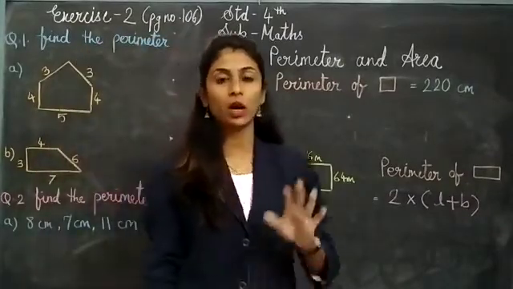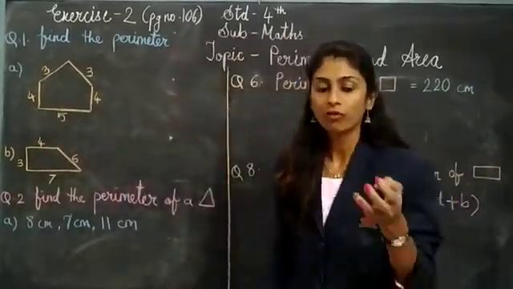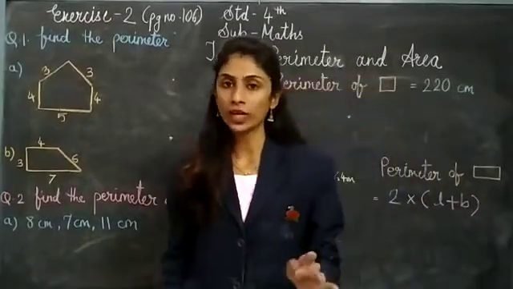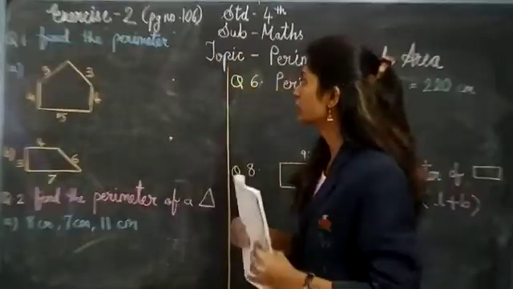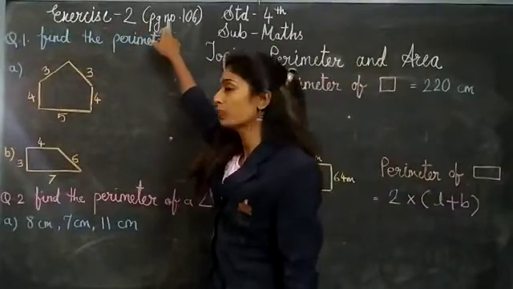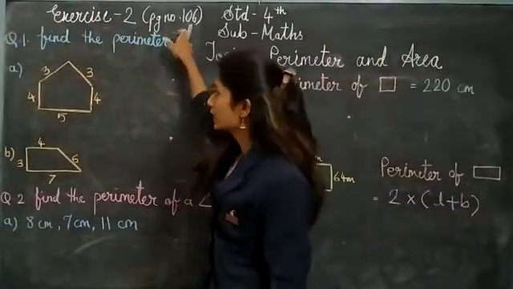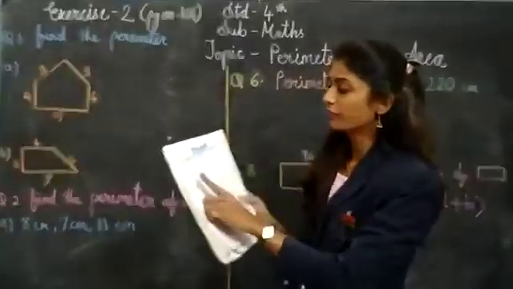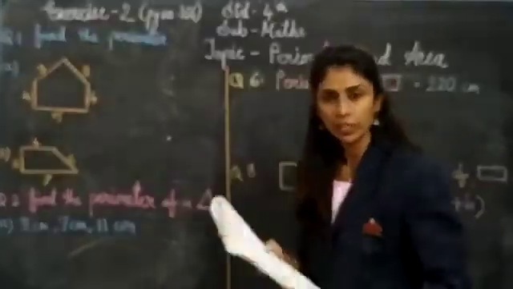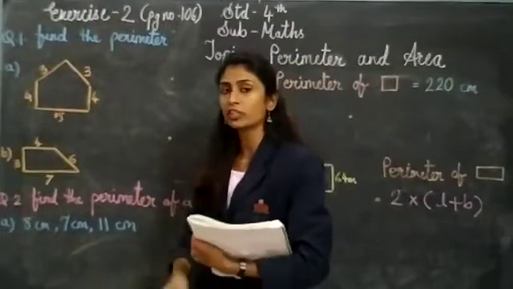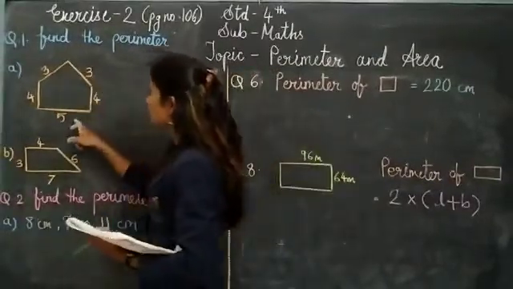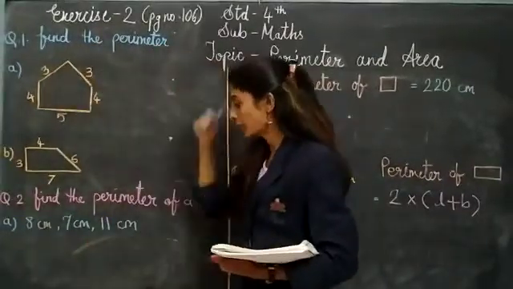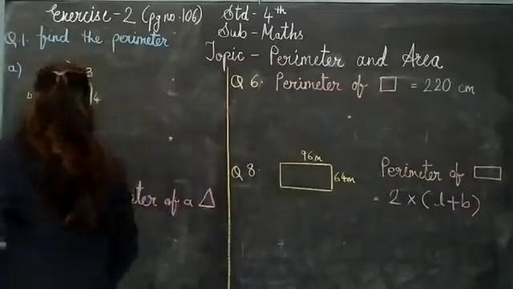So children, now let us see the book exercise. Now we have seen how we find the perimeter of a rectangle, triangle, square and other shapes. Now let us see exercise number 2, that is on page number 106. So the first question they have asked, this is a very simple question, that is find the perimeter of the following figures. Some figures they have given. They have given the measurements as well. We have to find the perimeter of that figure.